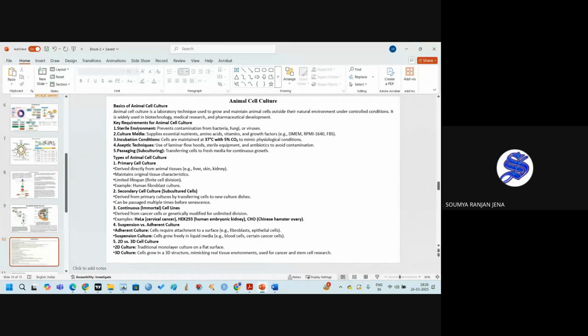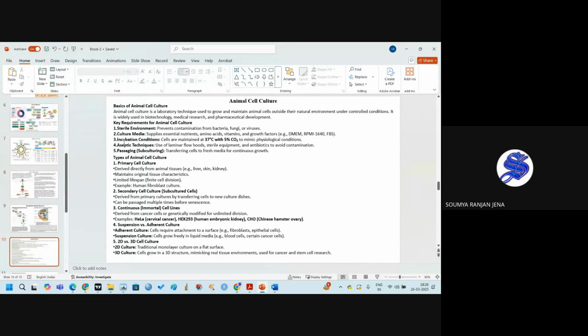The next one is culture media. In the animal body we have different nutritional supplements, and the same nutritional supplements are required in culture media for animal cell culture. Amino acids, vitamins, and different types of growth factors are required. These are the culture media: DMEM, RPMI 1640, and FBS. We'll discuss this.